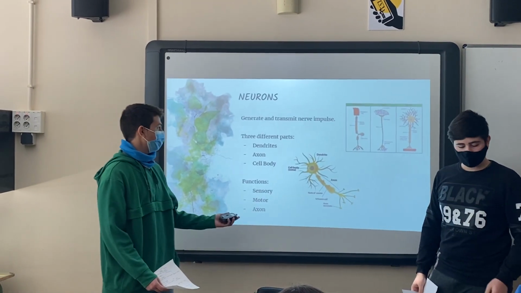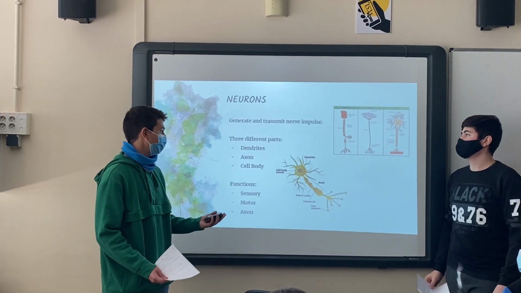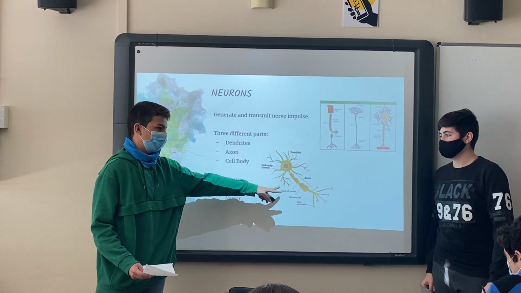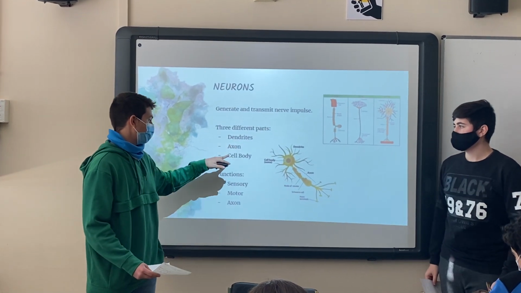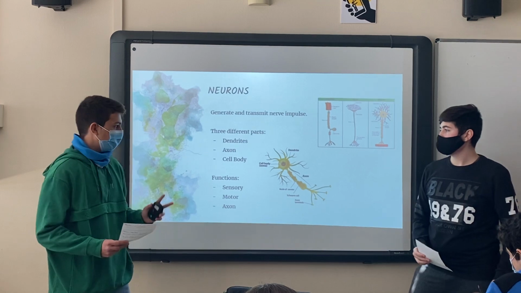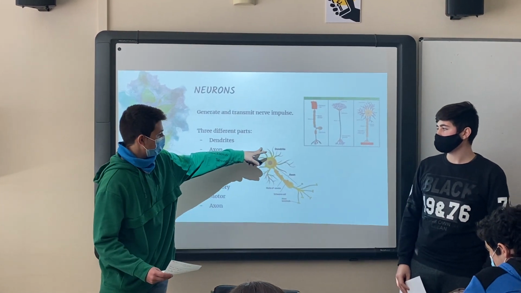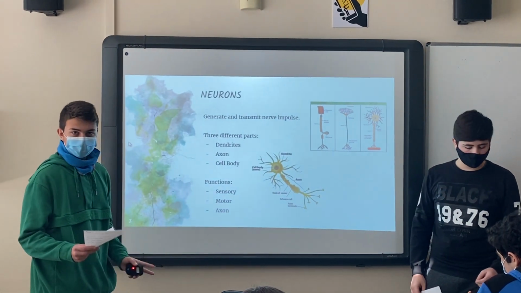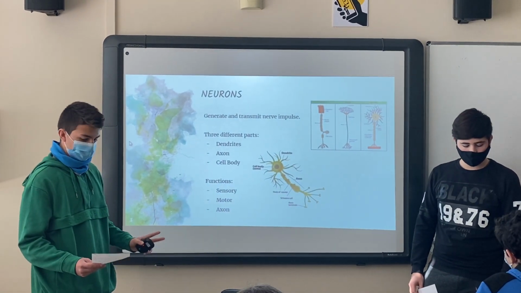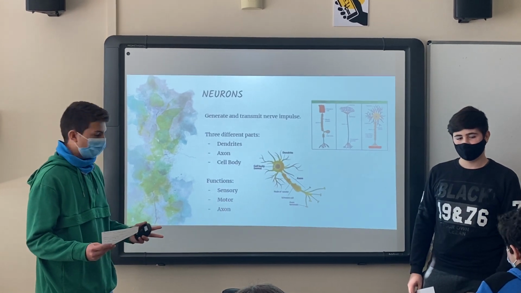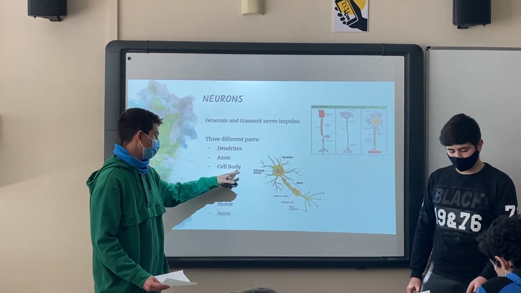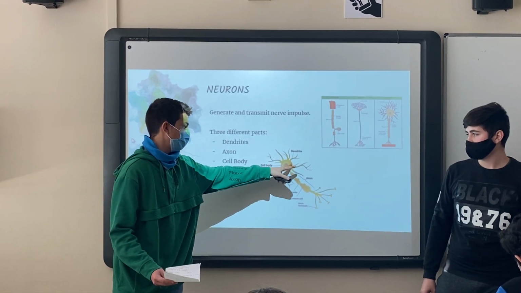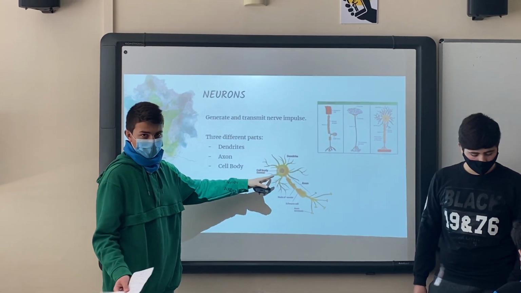Well, first of all, the neurons generate and transmit nerve impulses, and there are three parts of the neurons. There are the dendrites, the cell body, and the axon. The dendrites are these short branching projections that receive nerve impulses from the receptors or other neurons. Then the cell body, that is a normal cell with its nucleus, its cytoplasm, and its organelles.